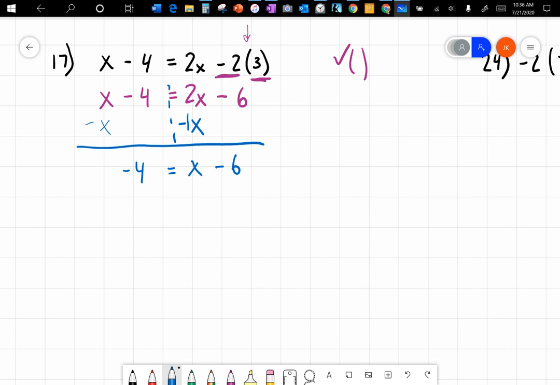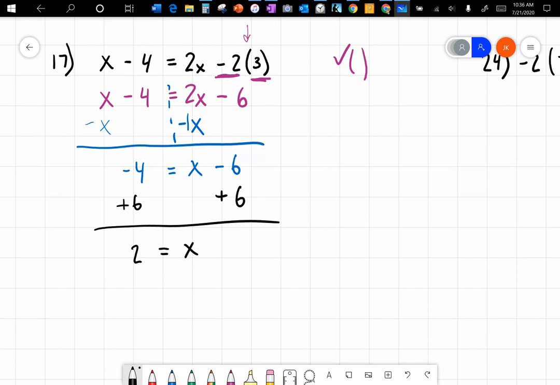So I got my variables on one side. Now it's time to get my numbers on the other side, and to do that, I'm going to use inverse operations. This is x minus 6, so I want to undo that -6 by adding it. That's going to give me -4 plus 6 is 2 equals x.